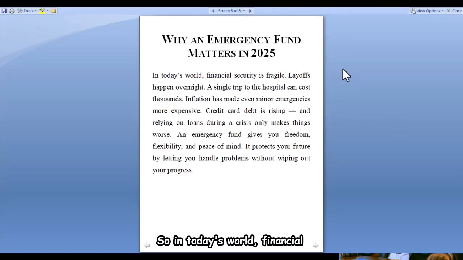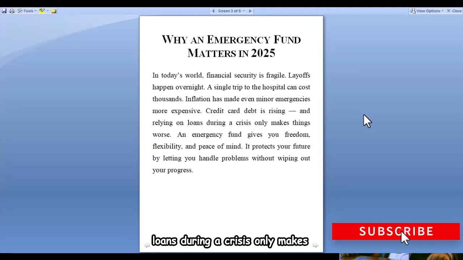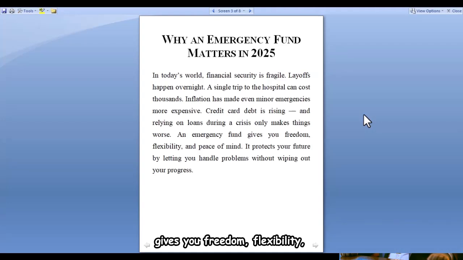So now, why an emergency fund matters in 2025. In today's world, financial security is fragile. Layoffs happen overnight, and a single trip to the hospital can cost thousands. Inflation has made even minor emergencies more expensive, credit card debt is rising, and relying on loans during a crisis only makes things worse. So an emergency fund gives you freedom, flexibility, and peace of mind. It protects your future by letting you handle problems without wiping out your progress. So now let's go to the next page.